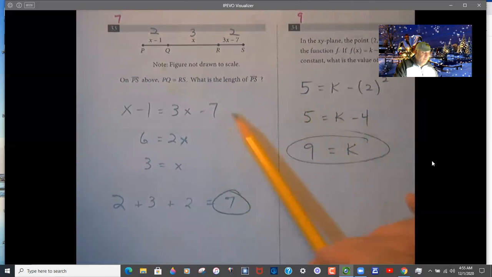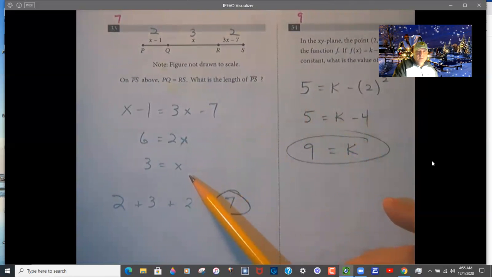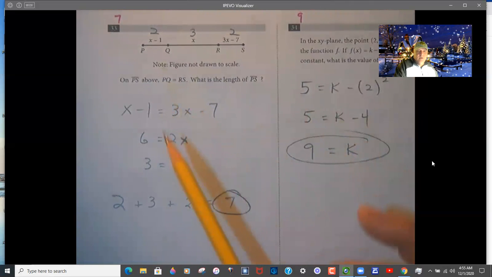Okay, so here you got to set these equal for X because it says they're equal, and then you replace that in each of those, and then you'll get the distances that you add together.